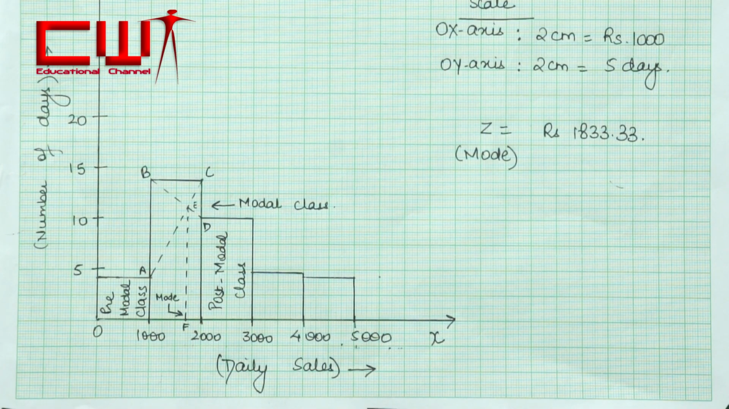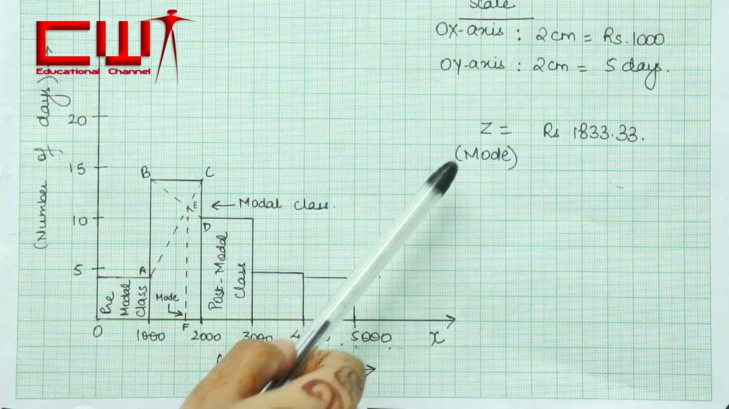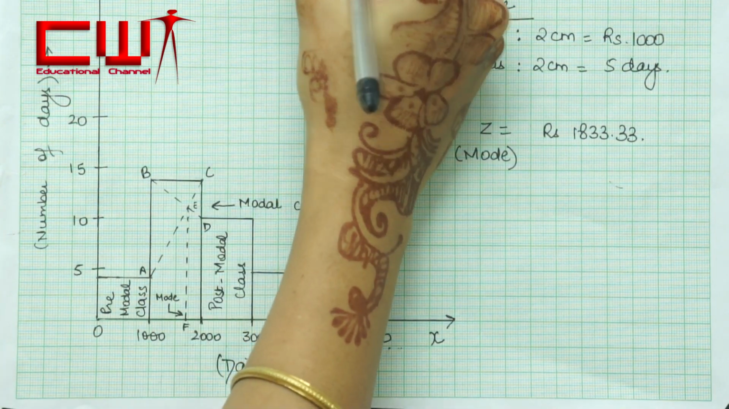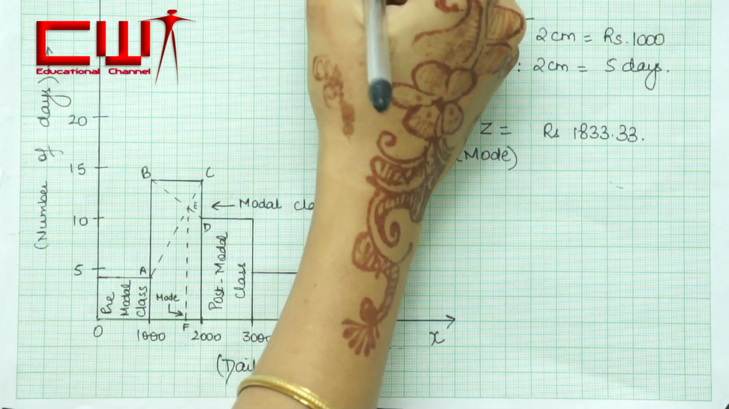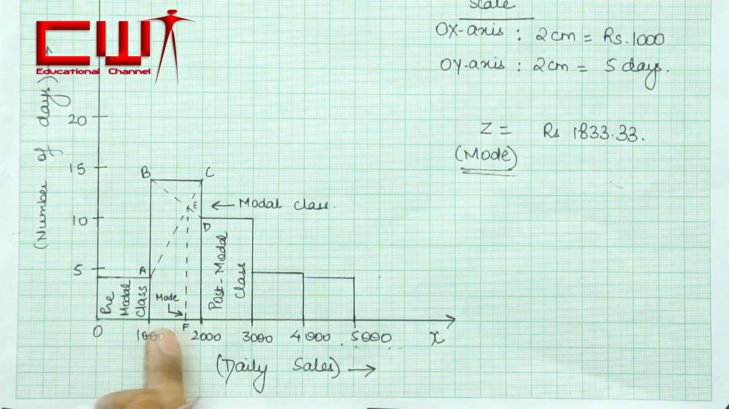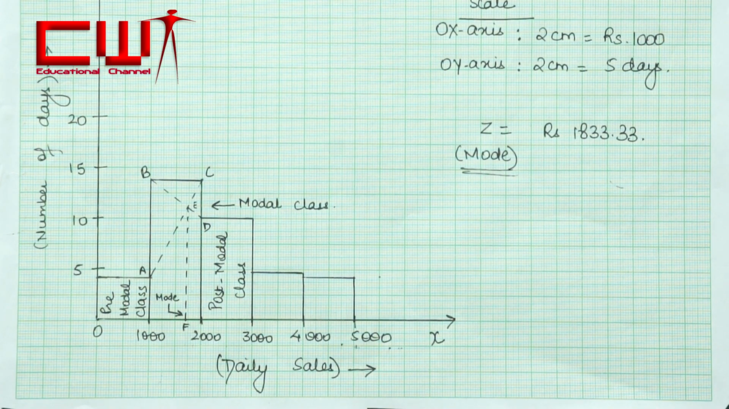Now, when you have to calculate mode, you have to make a histogram first, then only you will be able to calculate mode, right? What is a histogram? A histogram is a set of bars that are made with the help of a continuous series, right?